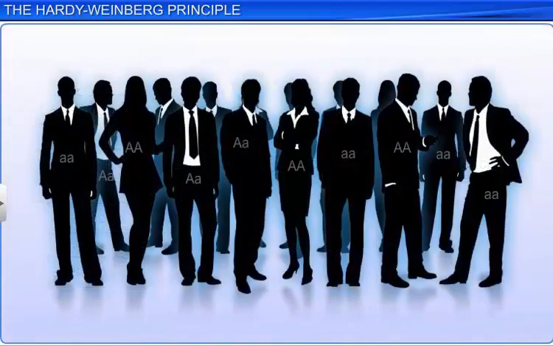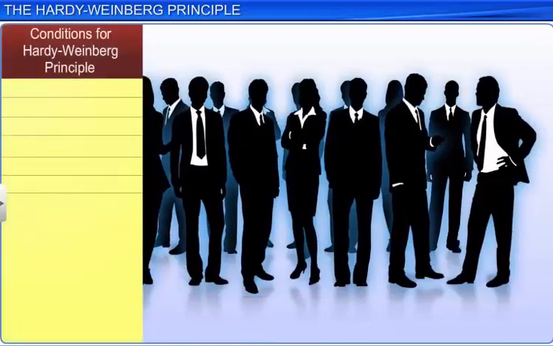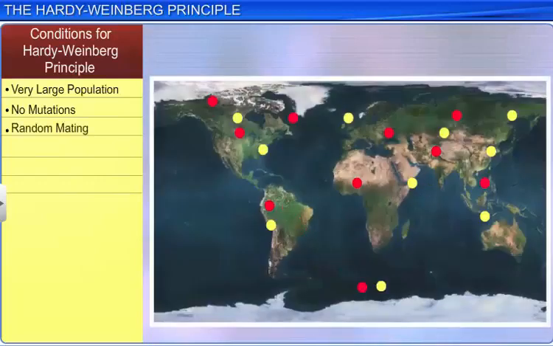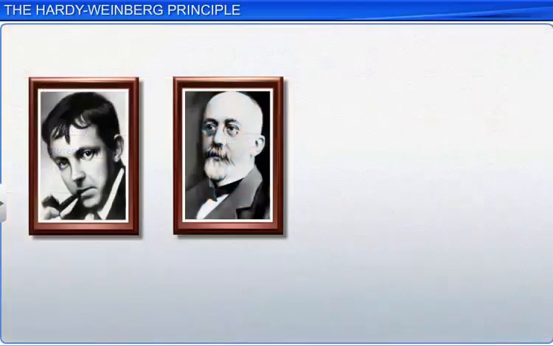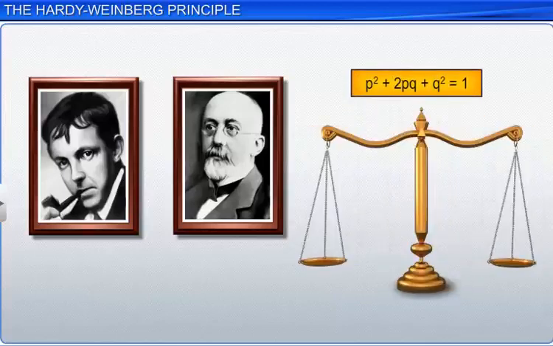In other words, the totality of alleles of all genes in a population is called the gene pool, which remains constant for a given population. The conditions assumed for the Hardy-Weinberg principle are a very large population, no mutations, random mating, and non-occurrence of migration. Hardy and Weinberg developed a simple equation, known as the Hardy-Weinberg equation, to study the genetic equilibrium of a given population.